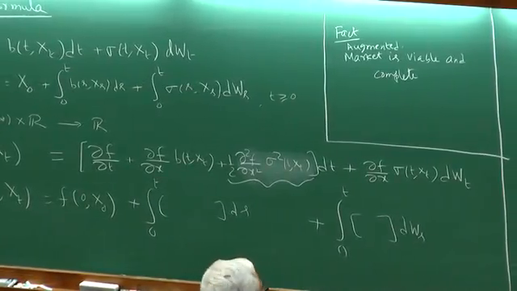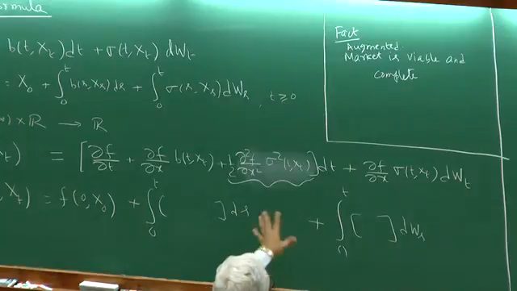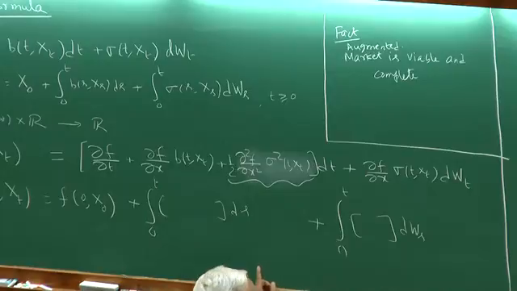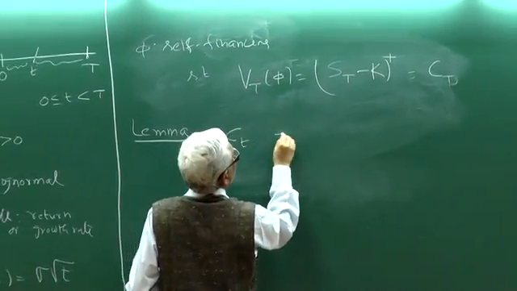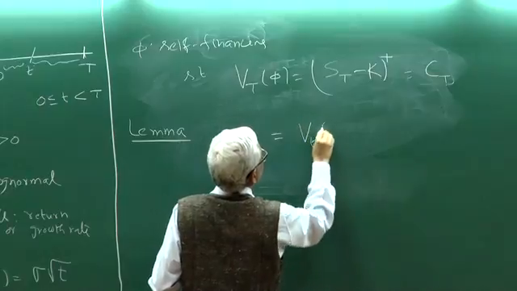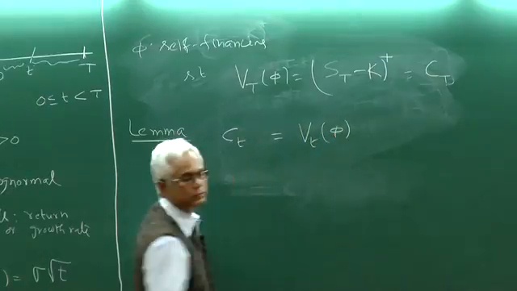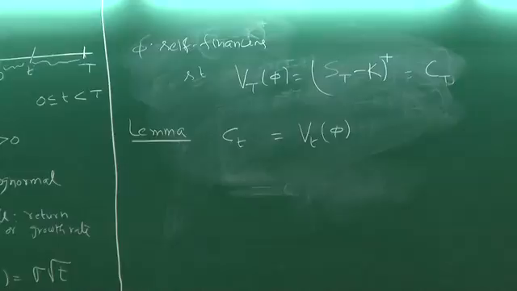Viability is the one which I am going to use. We are not going to use completeness. The augmented market is also viable, in the sense that it is arbitrage free. Because of the arbitrage freeness, C_T is going to be equal to V_T of phi. This is my lemma. You want to prove it? How do you prove such a thing? I am not going to prove it. Today I am unlikely to prove anything.